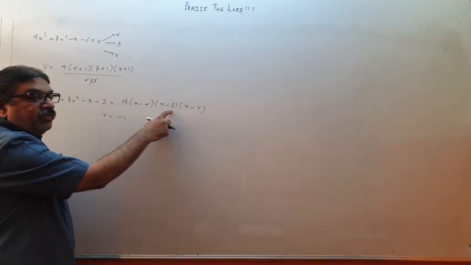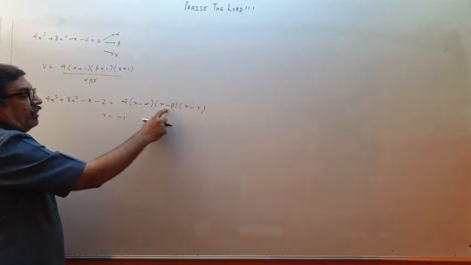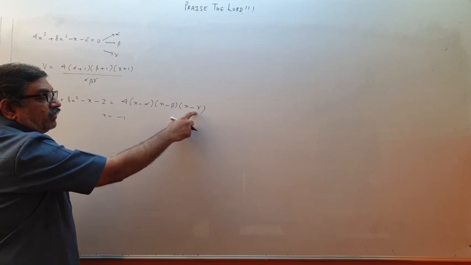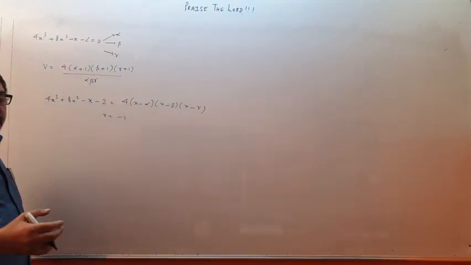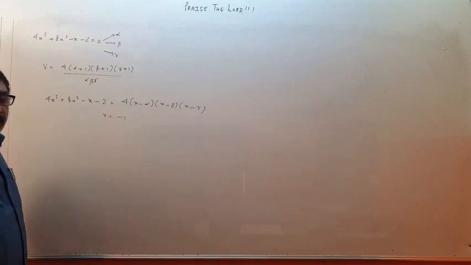Minus 1 minus beta, minus will come outside, it will become 1 plus beta. Minus 1 minus gamma, minus will come outside, it will become 1 plus gamma. So I should put x as minus 1. See, thought process and observations are required. What we should do to get this expression, that is the point over here.